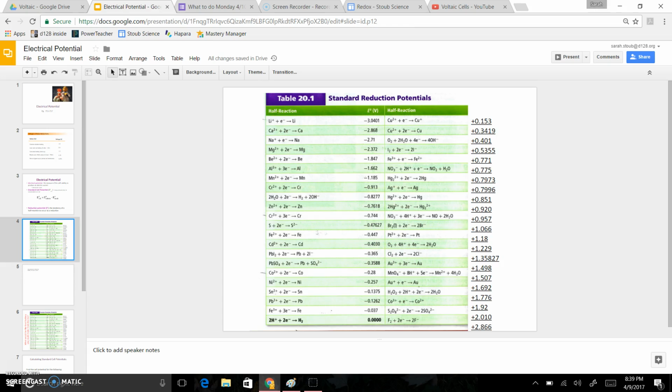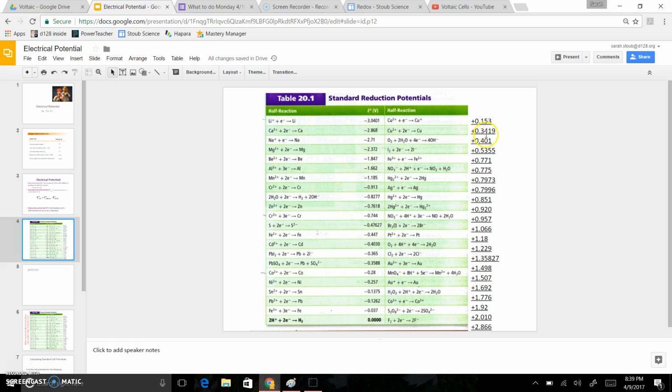So if I look for the copper one, it's at the very top. I'm hoping you can see my pen, at the very top on the right. Notice that there's 2 coppers there actually. One copper goes from a 2+ to a 1+. That is not the copper we have here. Our copper is going from a 2+ to a neutral.